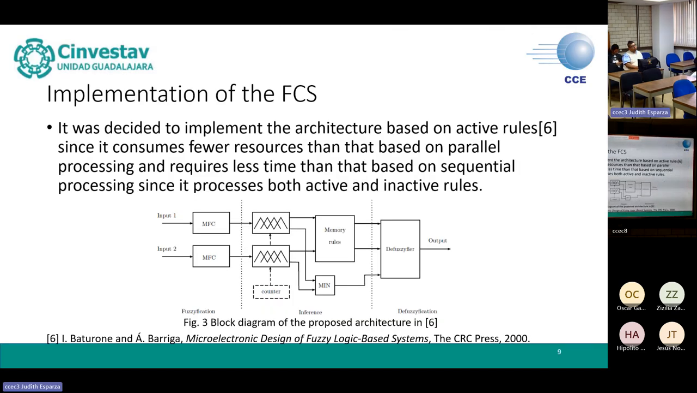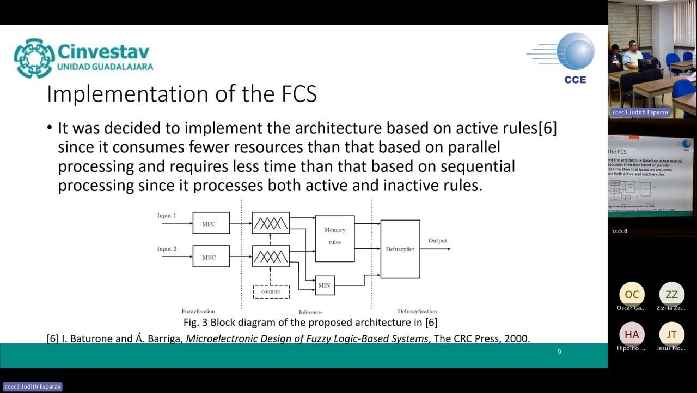Implementation of the FCS. It was designed to implement the architecture based on active rules, since it consumes fewer resources than one based on parallel processing and requires less time than one based on sequential processing. In that case, they process both active and inactive rules. We took the architecture in reference 6.